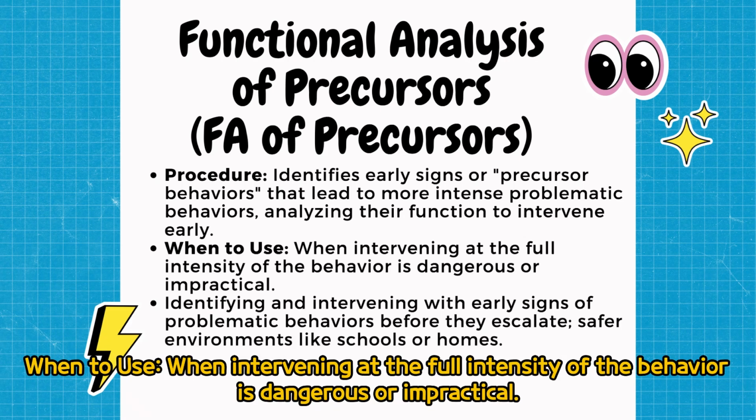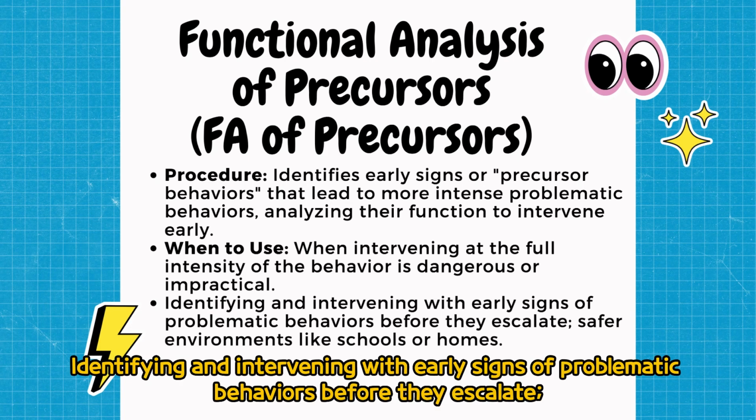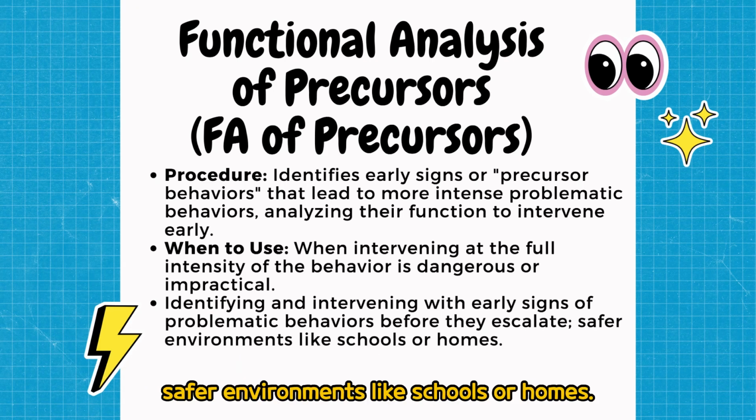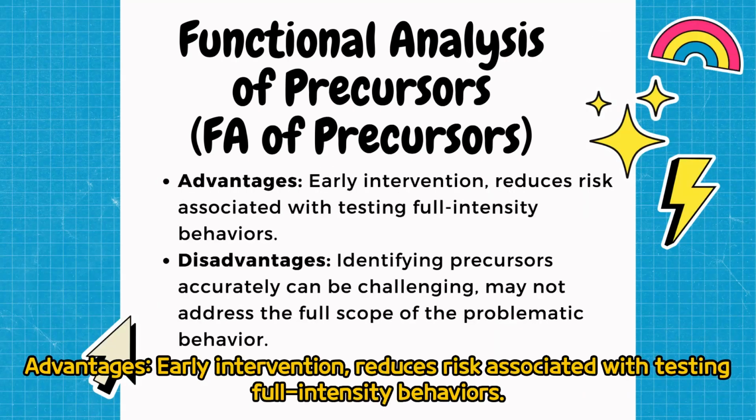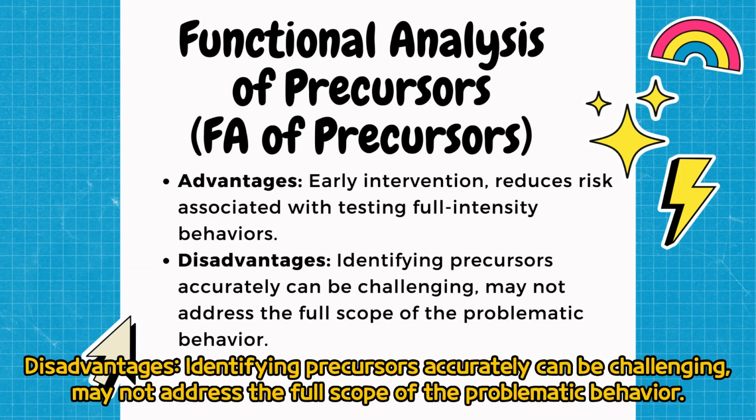When to use: when intervening at the full intensity of the behavior is dangerous or impractical. Identifying and intervening with early signs of problematic behaviors before they escalate. Safer environments like schools or homes. Advantages: early intervention reduces risk associated with testing full intensity behaviors. Disadvantages: identifying precursors accurately can be challenging, and it may not address the full scope of the problematic behavior.